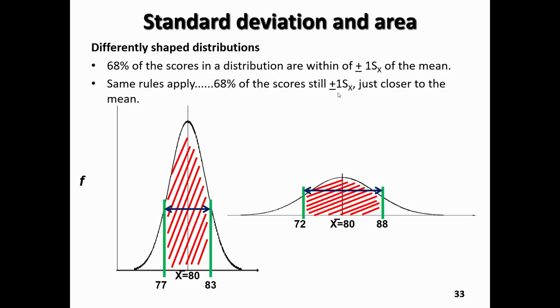The only difference is that the scores would be just closer to the mean or further away from the mean. So what we see here on the left-hand side is a leptokurtic distribution where the scores are not as variable, or the ages are not quite as variable. So we take a look at the bottom here. We have the average age of those 1,000 people that is 80.